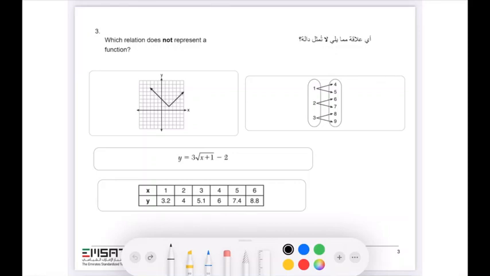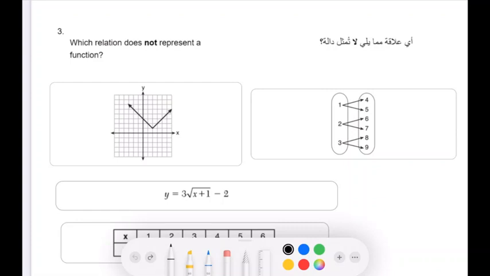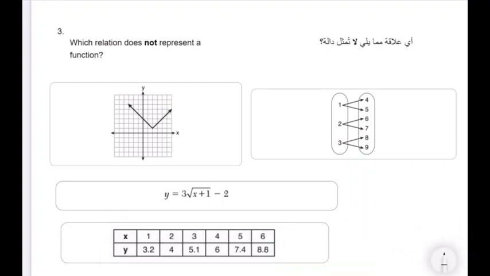Which relation does not represent a function? So first, let's go over what a relation is and what a function is. A relation shows the relationship between two numerical values. It comes from the word relation.